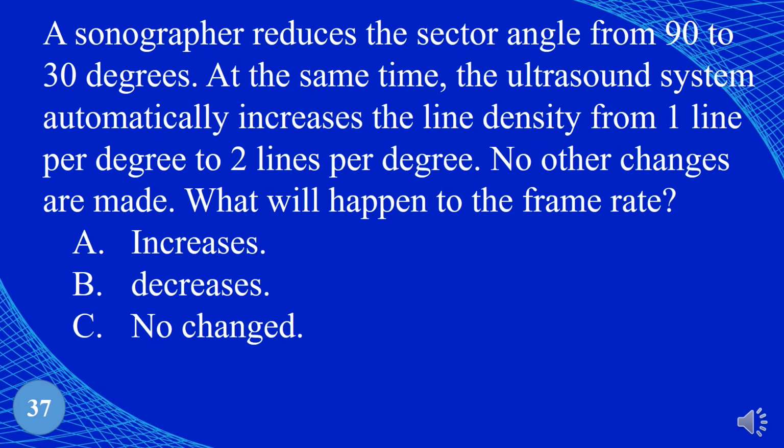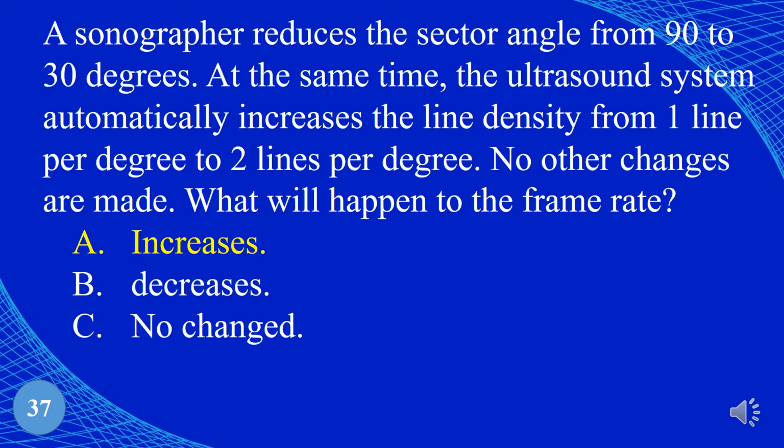A sonographer reduces the sector angle from 90 to 30 degrees. At the same time, the ultrasound system automatically increases the line density from 1 line per degree to 2 lines per degree. No other changes are made. What will happen to the frame rate? A. Increases. B. Decreases. C. No change. The answer is A. Increases. The frame rate will increase. At first, each image comprises a total of 90 sound pulses, 1 pulse for each of the 90 degrees of sector size. In the second scenario, each image comprises 60 sound pulses, 2 pulses for each degree.